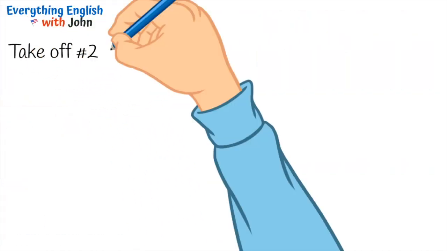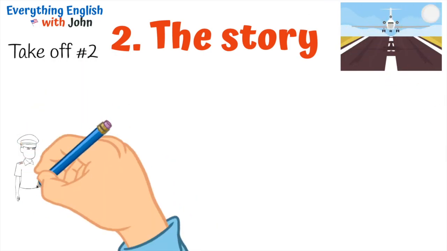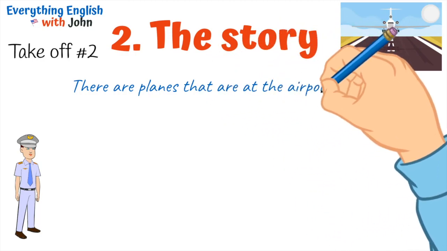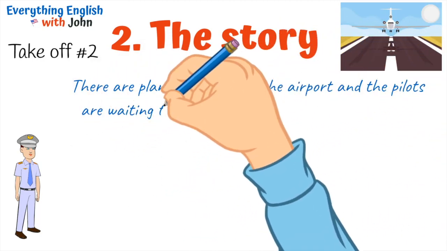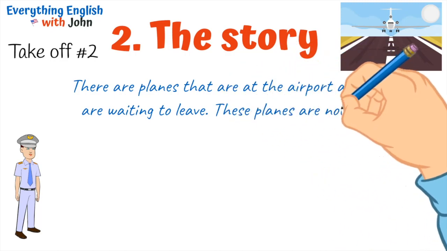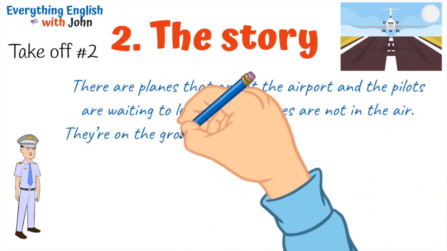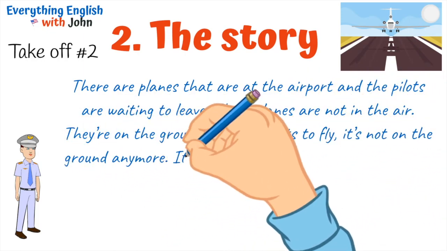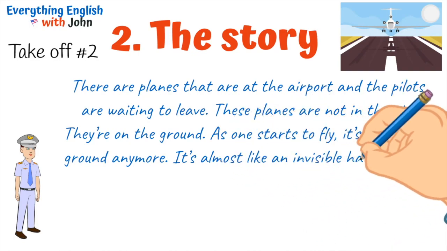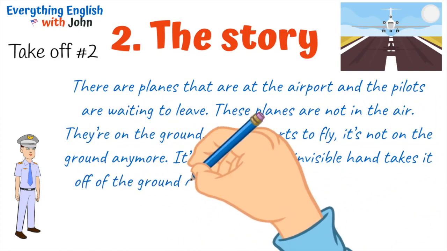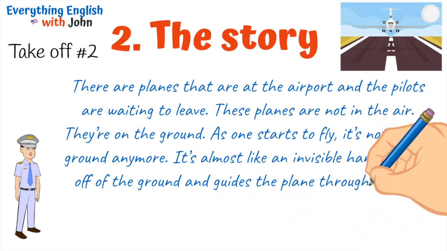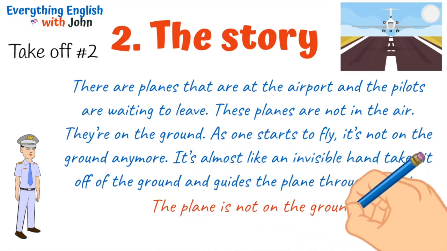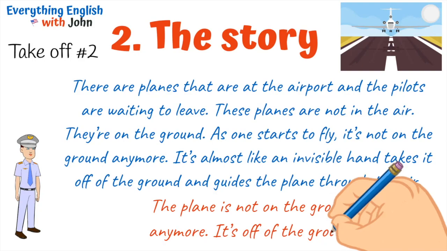Take off number 2. The story. There are planes that are at the airport, and the pilots are waiting to leave. These planes are not in the air. They're on the ground. As one starts to fly, it's not on the ground anymore. It's almost like an invisible hand takes it off of the ground and guides the plane through the air. The plane is not on the ground anymore. It's off of the ground.